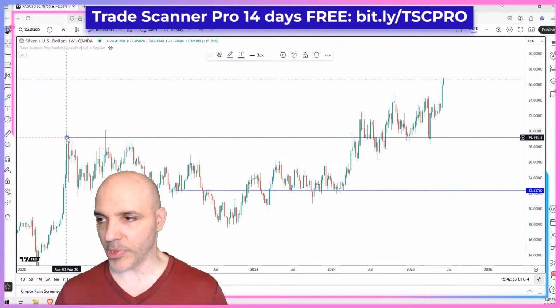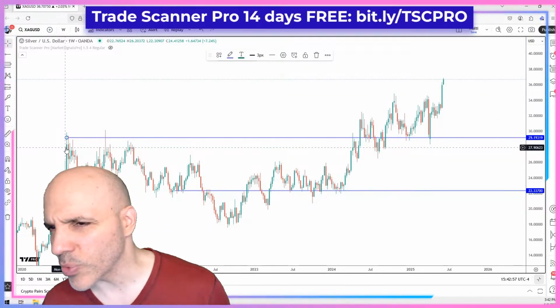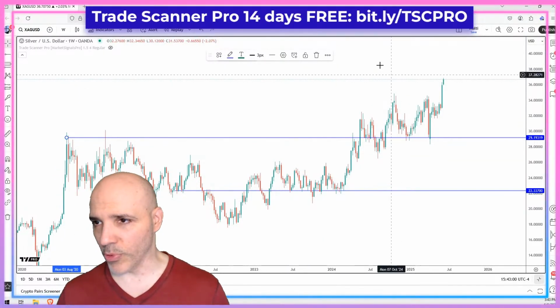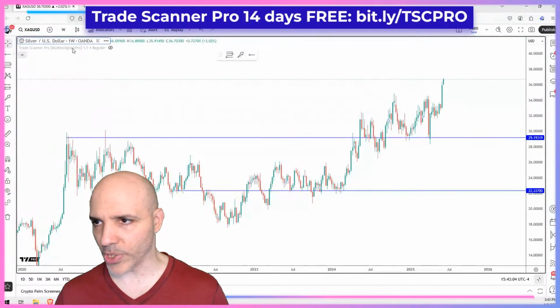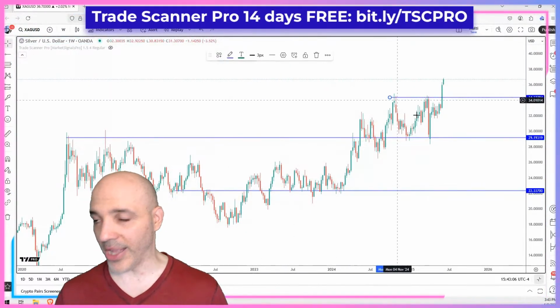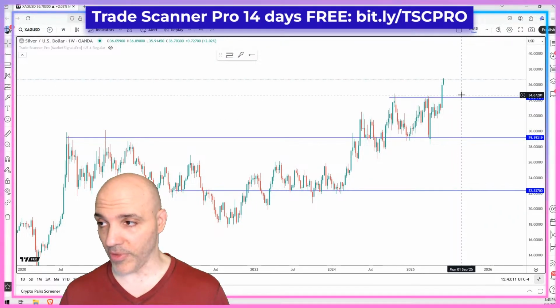I mean, look at this. This is your support now. This old resistance, which is what, $26. We blew through this range high. I mean, just blew right through it, right? So we blew through the range high like this on silver. That's your next support, whether you're looking at silver futures, physical silver, whatever.